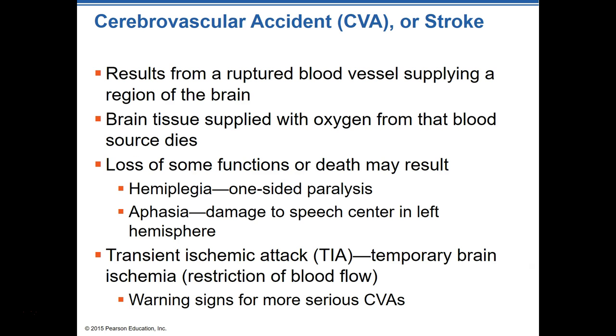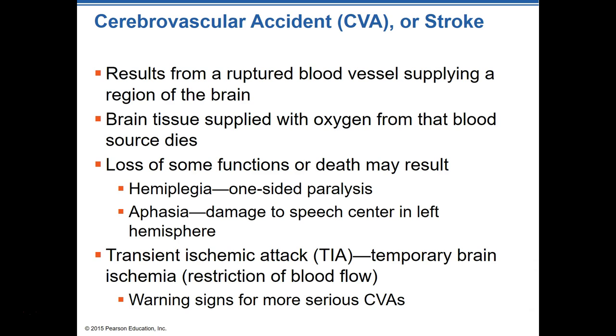CVAs or strokes, cerebrovascular accidents, result from a ruptured blood vessel supplying the brain, or a blocked blood vessel. So what happens is that ruptured or blocked blood vessel can no longer supply oxygen to that part of the brain, and the brain tissue just begins to die. Once again, we can't repair brain tissue. It doesn't regenerate. We may have loss of functions, or it may result in death if it's severe enough.